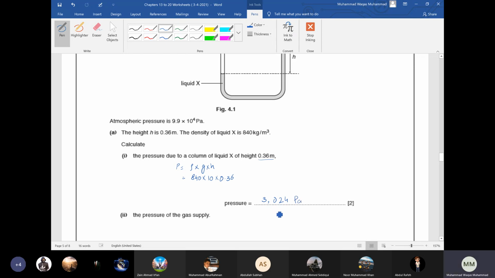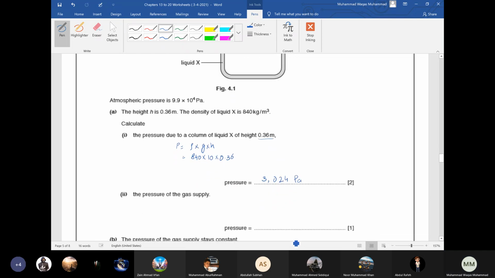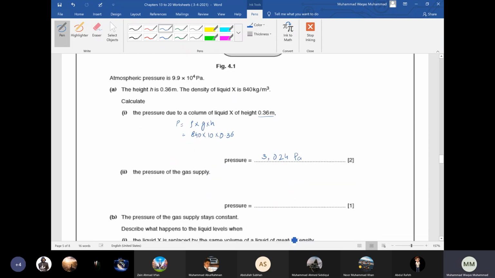So beta, you can write it as is, or you can also write it in exponent form if you want. Right, beta? So it's fine, or you can write it as 3.0 times 10 to the power 3 if you want, right?